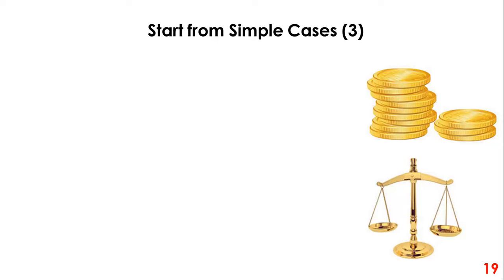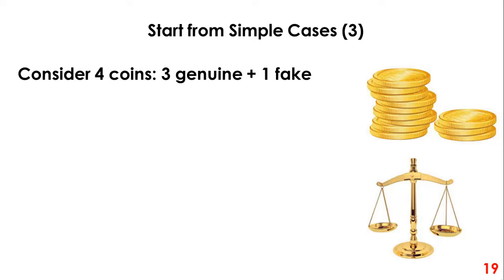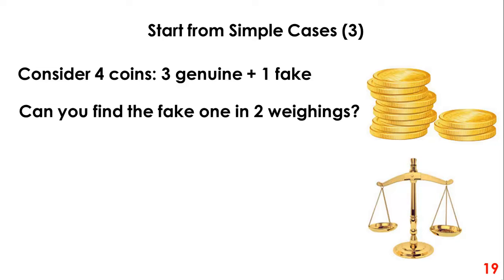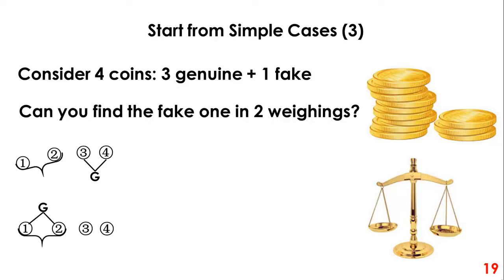Then, the 4-coin problem: 3 genuine plus 1 fake. But this time, we can use 2 weighings, because definitely one weighing cannot solve this problem. We compare coin 1 and coin 2. So we have 2 cases, uneven and even. In the first case, we know coins 3 and 4 are good. In case 2, we know coin 1 and coin 2 are good.